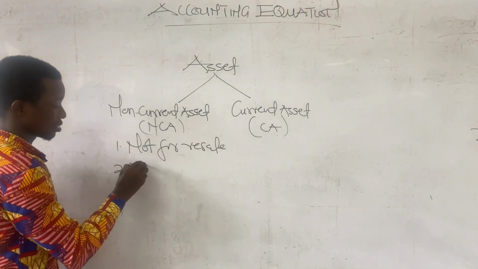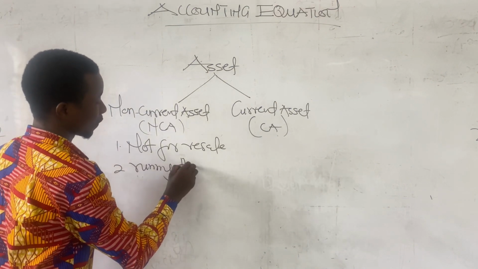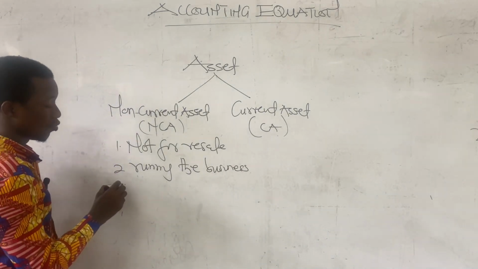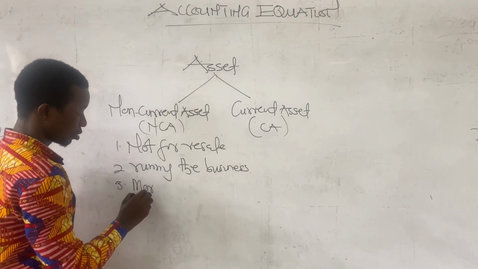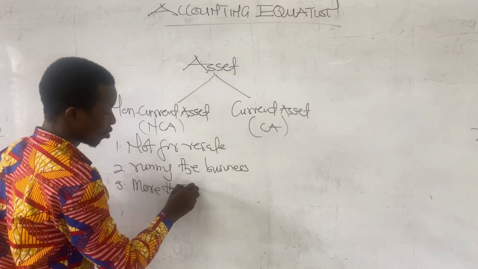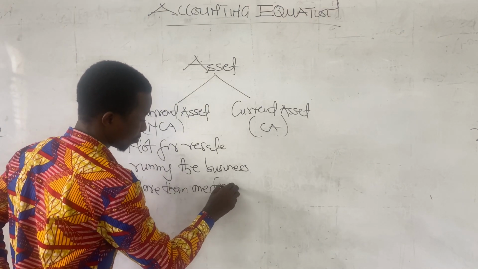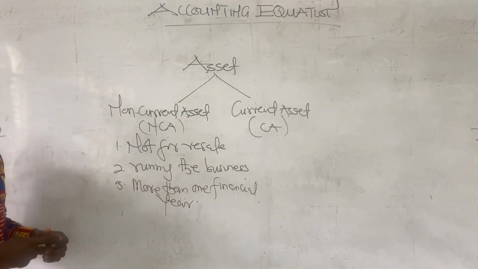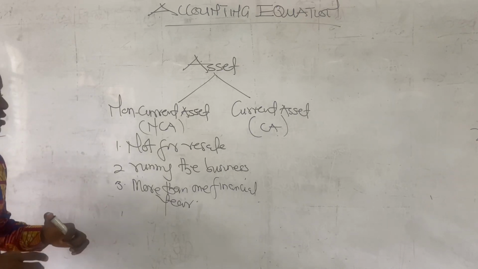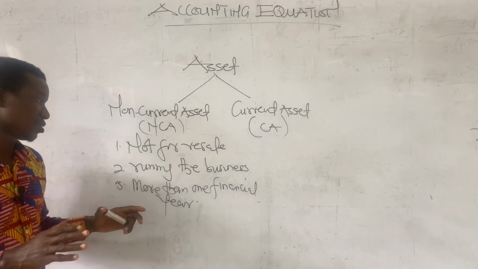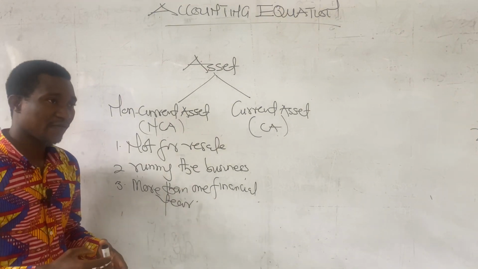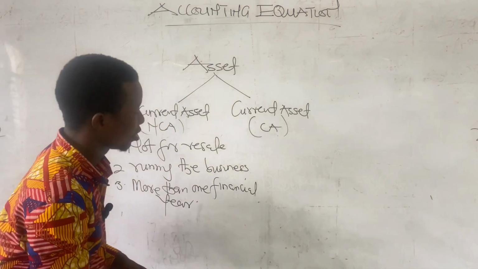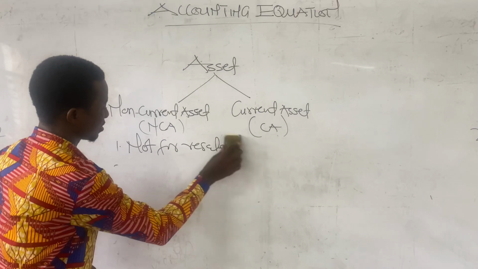and two, for running the business, and three, will be in the business for more than one financial year or accounting year, is what we call a non-current asset. So any asset that is acquired not for resale and that is being used for running the business and will be in the business for more than one financial year, we call those assets non-current assets.